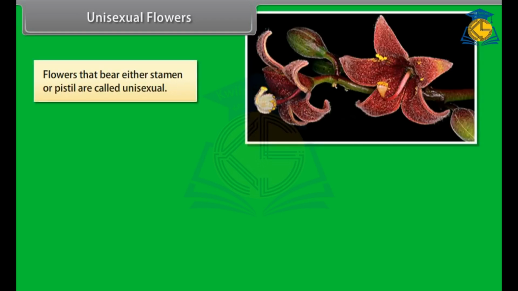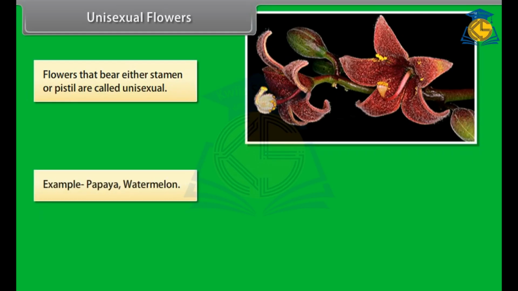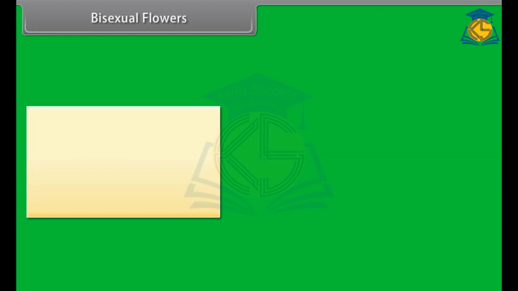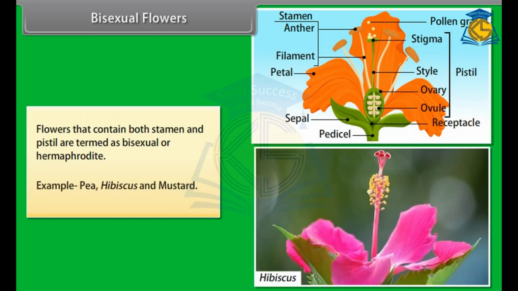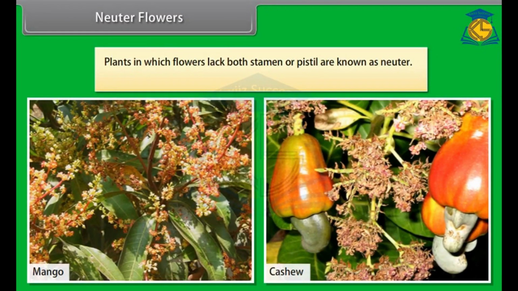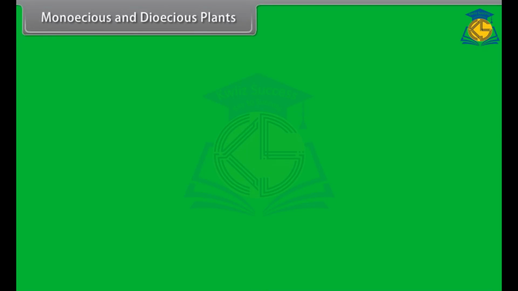Unisexual flowers. Flowers that bear either stamen or pistil are called unisexual. Example: papaya, watermelon. Bisexual flowers. Flowers that contain both stamen and pistil are termed as bisexual or hermaphrodite. Example: pea, hibiscus and mustard. Neuter flowers. Plants in which flowers lack both stamen and pistil are known as neuter. Example: mango, cashew.